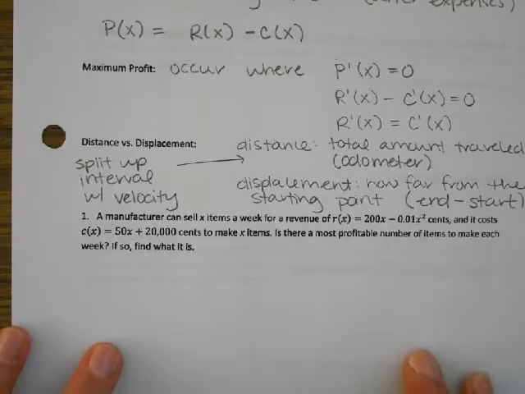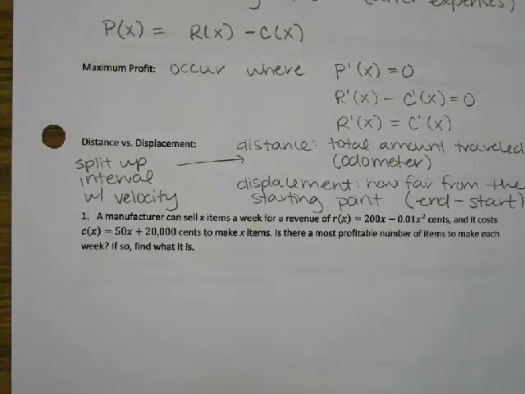All right, so here it says a manufacturer can sell x items a week for a revenue of 200x minus 0.01x squared cents, and it costs 50x plus 20,000 cents to make x items. Is there a profitable number of items to make each week? If so, find what it is.